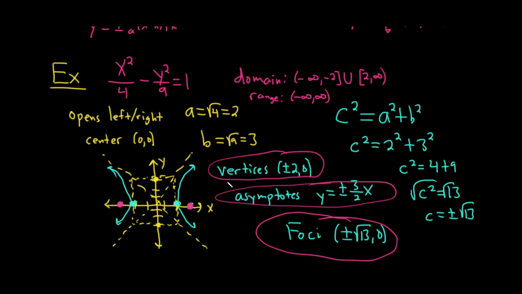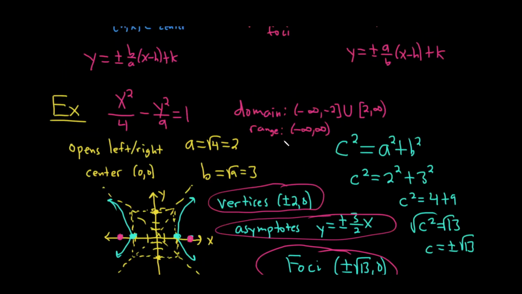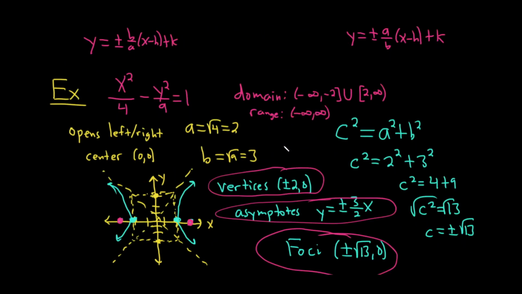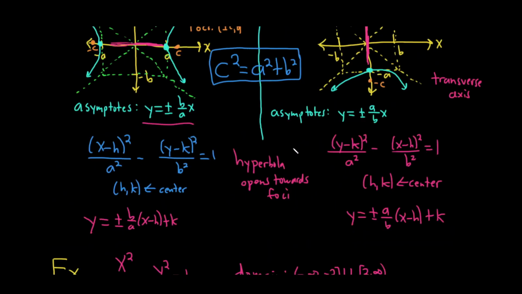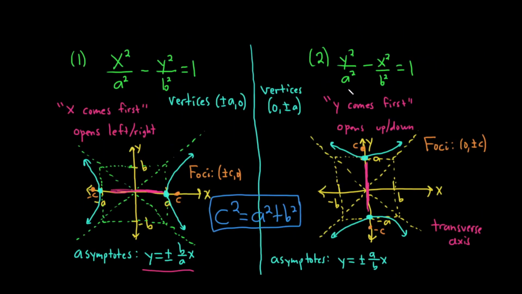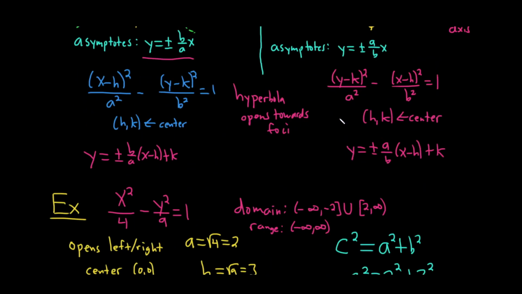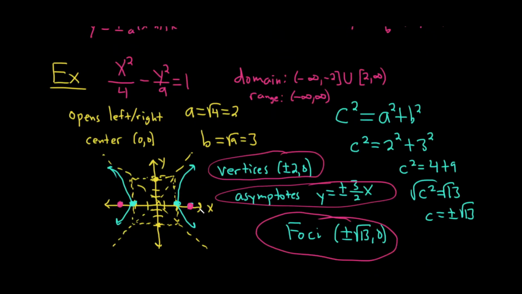Really, really interesting stuff. So really nice problem, right? It's a simple example, but we did everything. And then I guess the other case would be if you did something like this, right? In that case, it would just be different. It would open up and down, and it would be the same process. The foci would change, right? The number would be over here. Another interesting case would be if the center was not 0, 0.